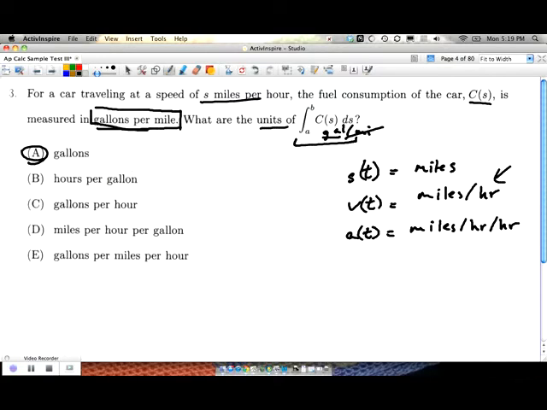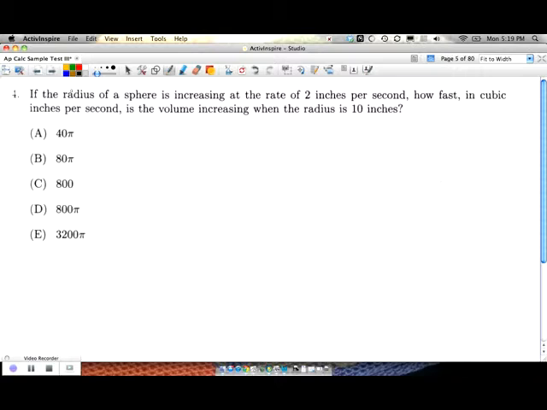That was pretty easy. The radius of a sphere is increasing at a rate of 2 inches per second. Whoa, hold the phone. I have a measure.